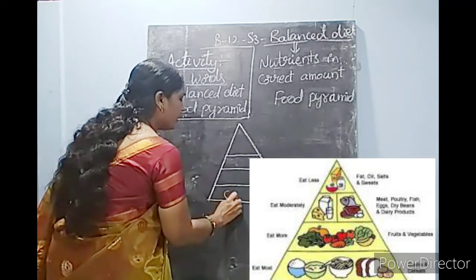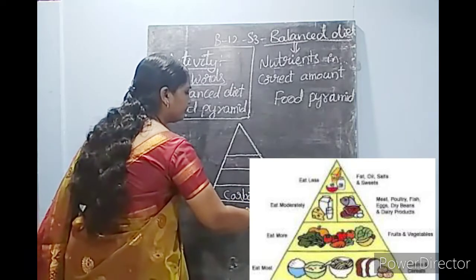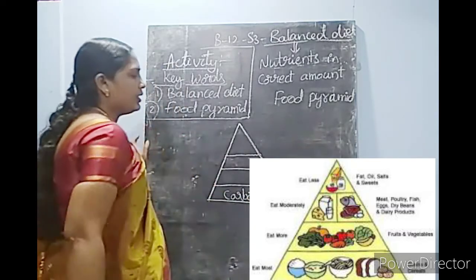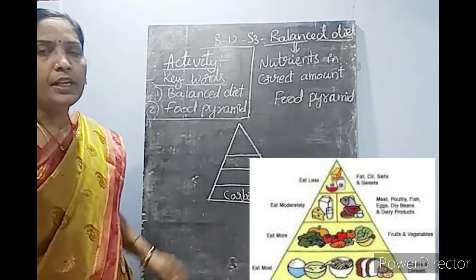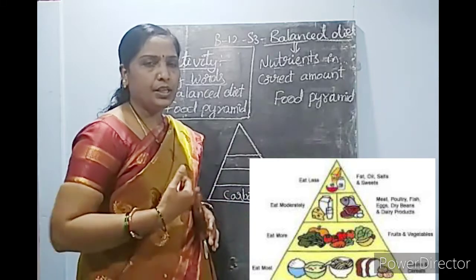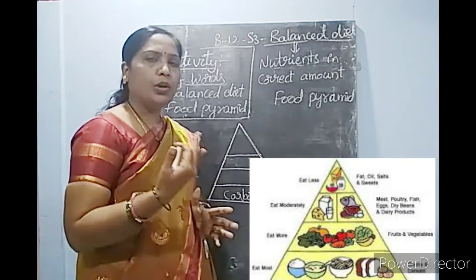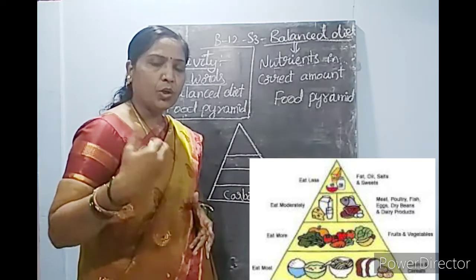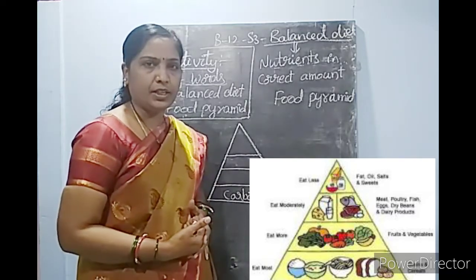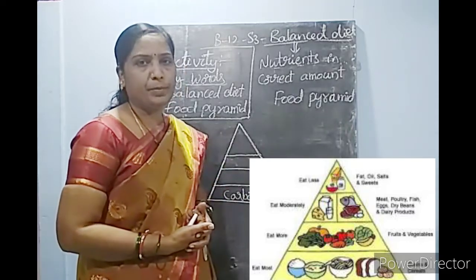So below this, carbohydrates. This is known as a food pyramid. It gives us an idea about which nutrient we should take and in which amount. It tells us what type of nutrient and what amount should be in our diet. That idea we can get by using a food pyramid.